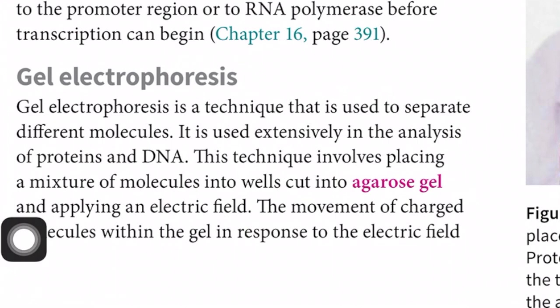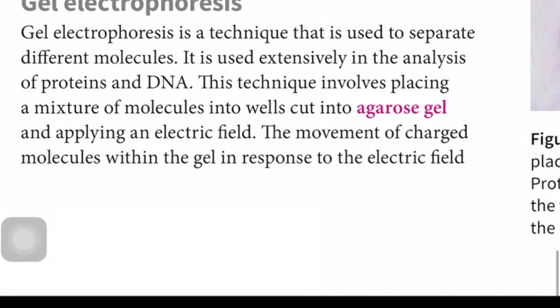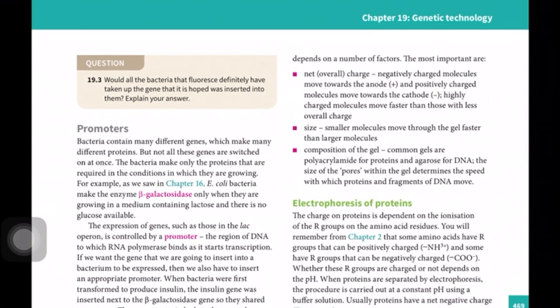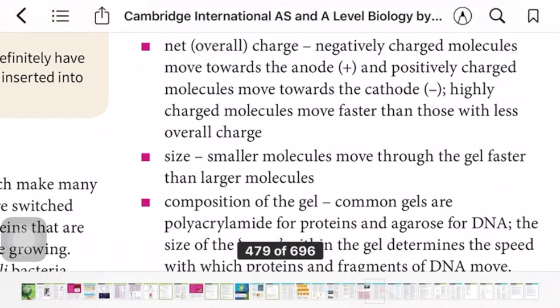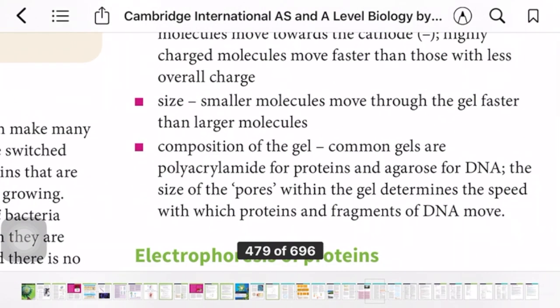Okay, so gel electrophoresis. Gel electrophoresis is a technique that is used to separate different molecules. It is used extensively in the analysis of proteins and DNA. This technique involves placing a mixture of molecules into wells cut into agarose gel and applying an electric field. The movement of charged molecules within the gel in response to the electric field depends on a number of factors. The most important is net overall charge. Negatively charged molecules move towards the positive anode, and positively charged molecules move towards the negative cathode. Highly charged molecules move faster than those with less overall charge. Smaller molecules move through the gel faster than larger molecules.